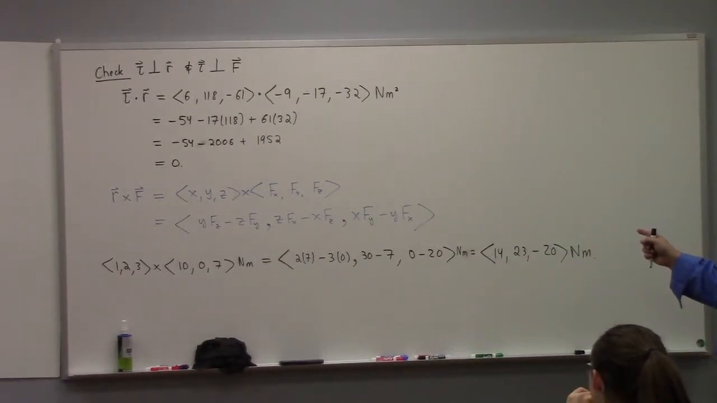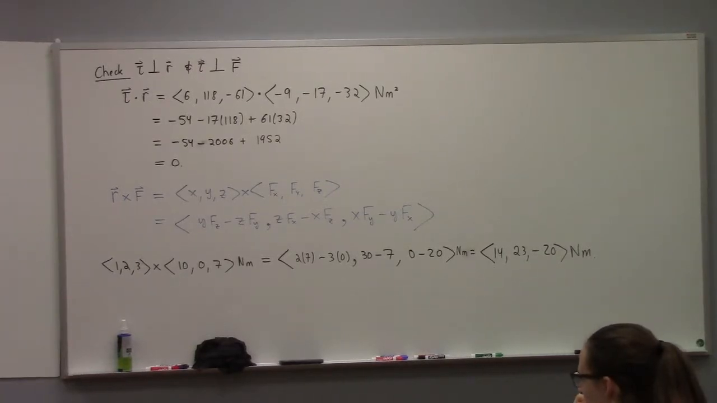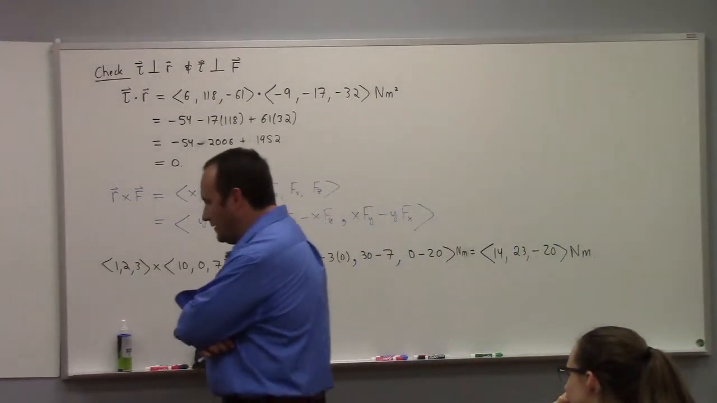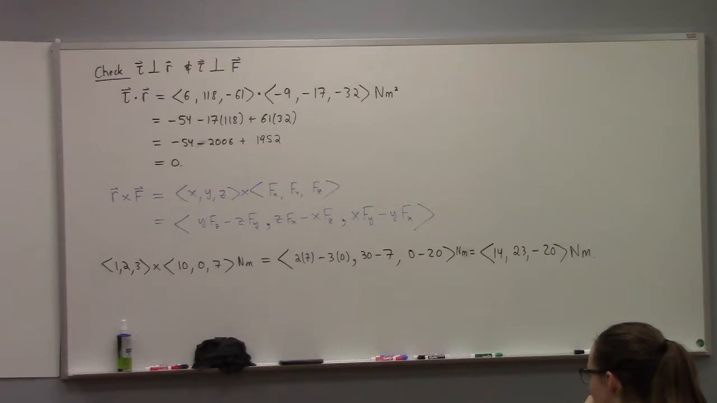Minus, whoa. Wait, what? Over here, for some reason, I get negative 118 and a positive 61. You said over here you got what? 6, negative 118, uh-huh, and then positive 61. Well, I don't think that's right.